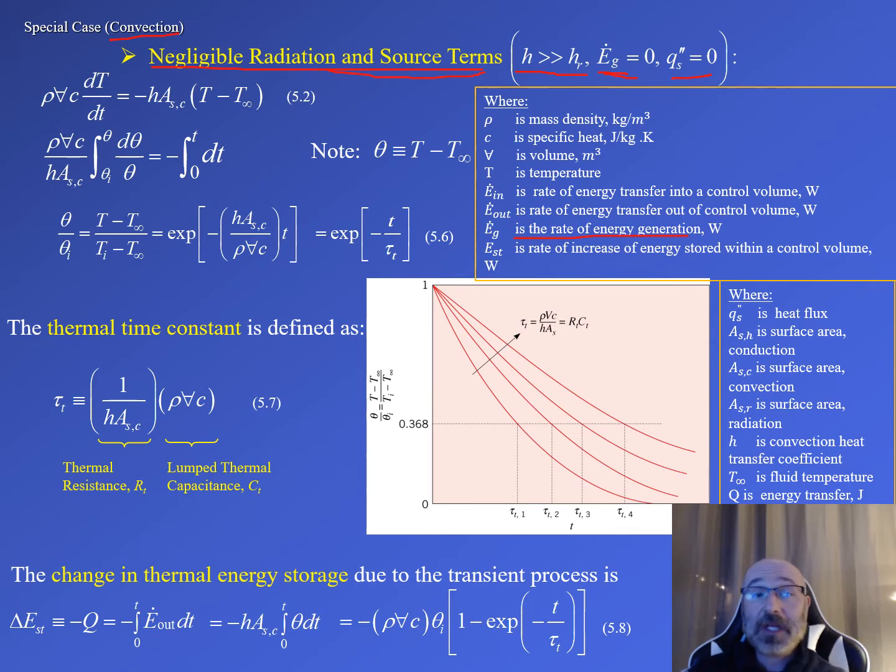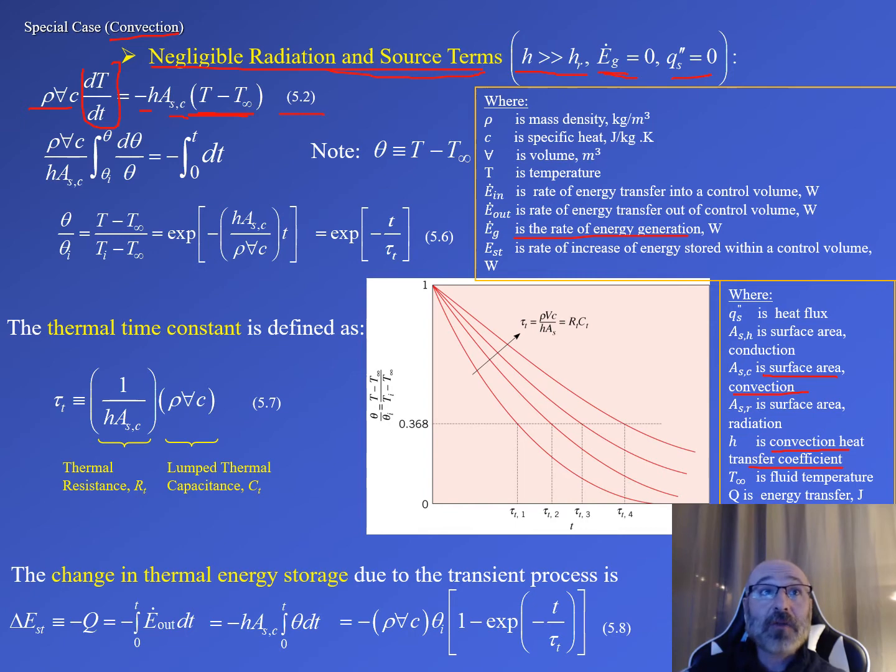So this is a special case where we can go to our equation 5.2 in our textbook. We have our rho VC times the change in temperature with respect to time is equal to negative h. Again, h is the convection heat transfer coefficient, times our A sub sC, which is our surface area for convection, times our temperature difference. So that is our governing equation 5.2 from our textbook.